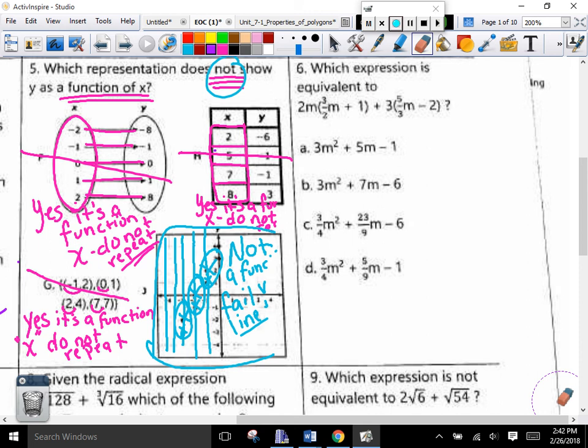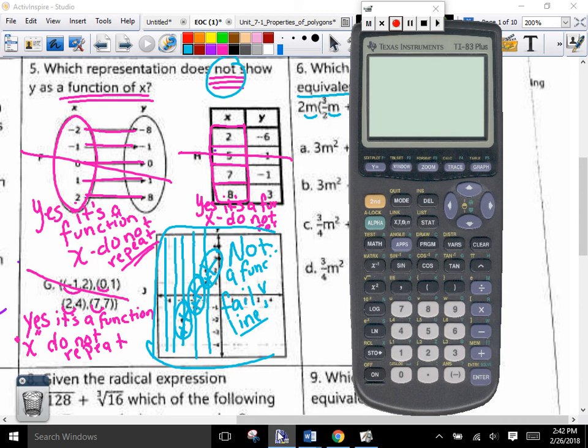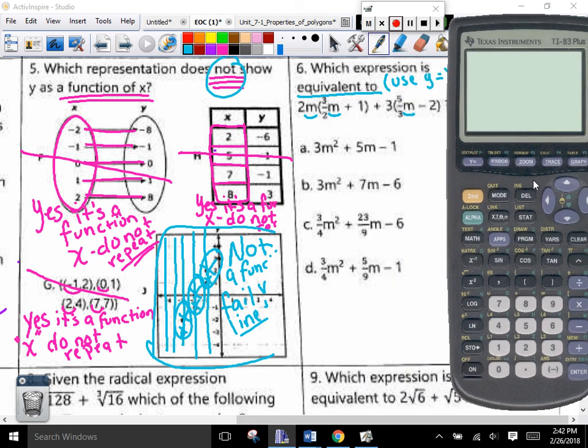We're going to see our keyword equivalent. Our keyword should be equivalent. Remember, equivalent, that means use y equals. So this tells me use y equals. On the calculator, I only have one variable, which is m. So I can use y equals. So what I am going to do is I'm going to get my calculator. I'll move it a little bit to the side so you guys can see.